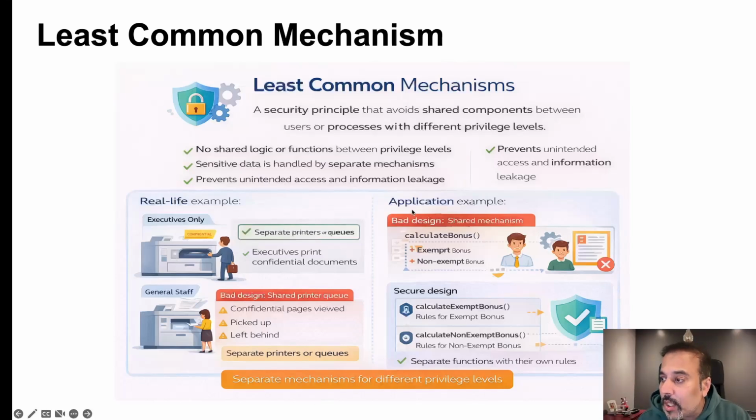If we come to an application example, let's have a look at calculate bonus. That is one method which calculates both exempt bonus and non-exempt bonus. There is a highly likely chance that there will be an issue, or if any bug comes up in this method, the non-exempt one can be treated as exempt and the exempt one as non-exempt.